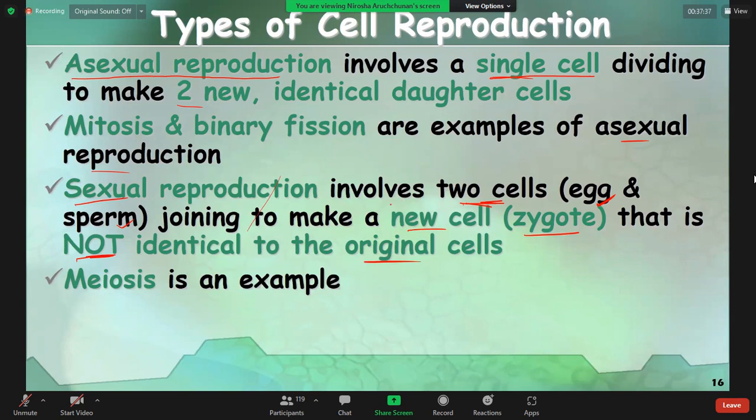So these two cells we can call parent cells. From the parent cells, the zygote is formed. That zygote is not identical. So now you know what identical means, right? For sexual reproduction, the example is meiosis, right? Meiosis. So now you understand where mitosis comes in and where meiosis comes in.